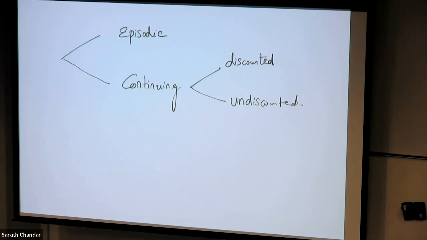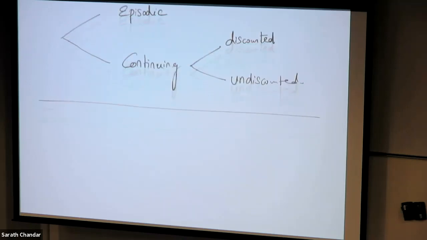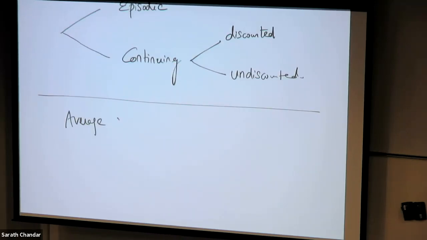Okay, so we're going to consider continuing tasks, but without discounting. Now when you don't have discounting, how do we handle this sum being infinite? One simple answer for that is the idea of the average reward setting. Instead of considering the sum of rewards, what if I consider the average of all the rewards? So this can be controlled and not go to infinity.